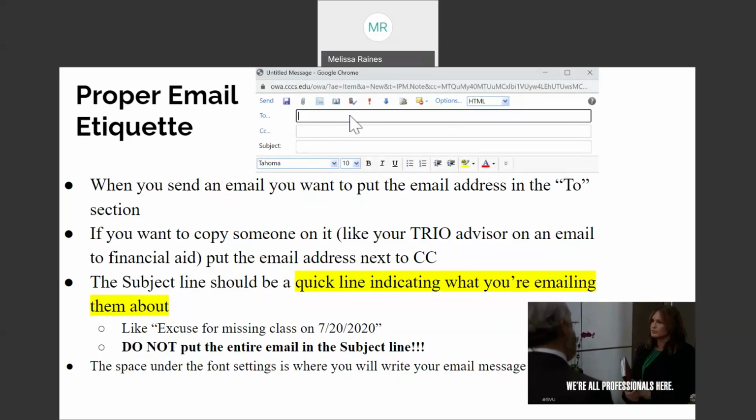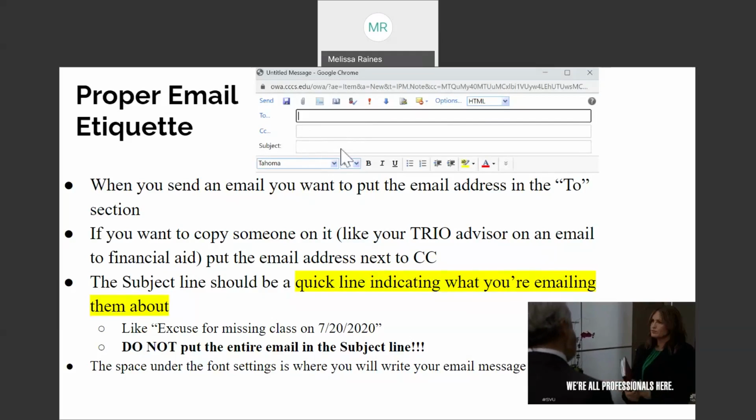If you want to copy someone on it, like your TRIO advisor, or whoever you want to copy on it, so someone that might be important within the email, you want to put that email address in the CC section. So that's called carbon copy. It just means that the other person that is in this line is going to get a copy of the email, but it's not necessarily addressed to that person.